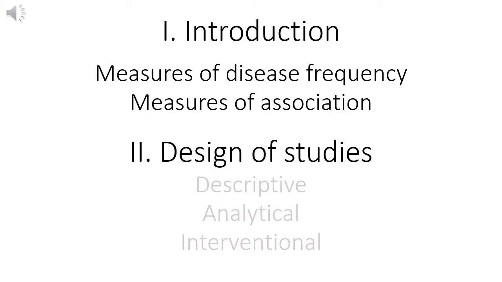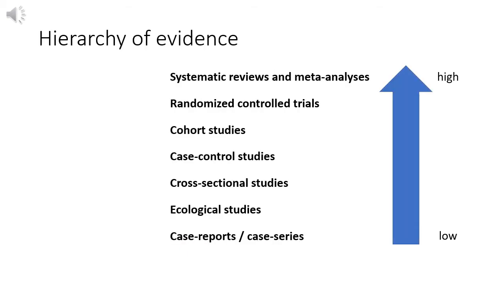In this video, we are starting a chapter about design of epidemiological studies. There are many different types of studies. Some produce evidence which is very weak. On the contrary, some produce findings which are highly reliable. Here you can see a so-called hierarchy of evidence.